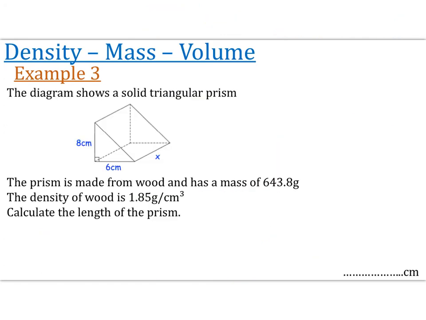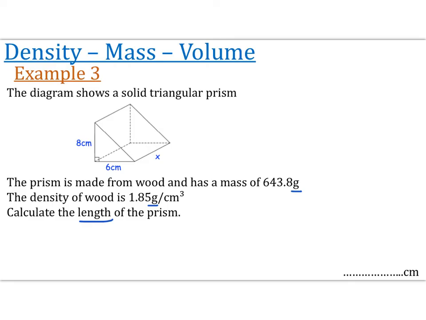All right, last example from me today. The diagram shows a solid triangular prism. The prism is made from wood and has a mass of 643.8 grams. The density of the wood is 1.85 grams per centimeter cubed. This is looking good. We've got the same units in both places. Calculate the length of the prism.